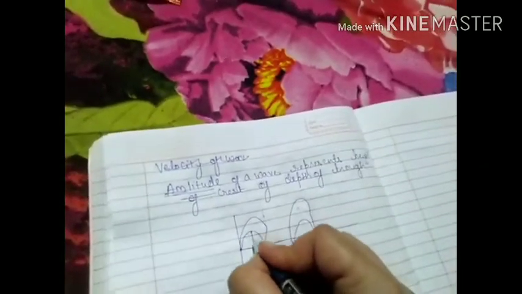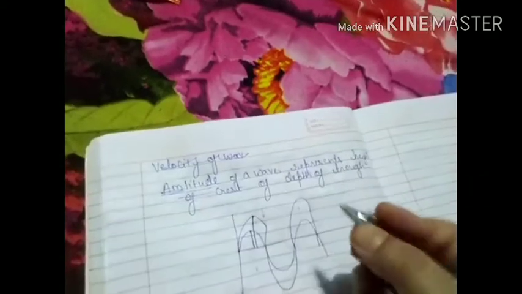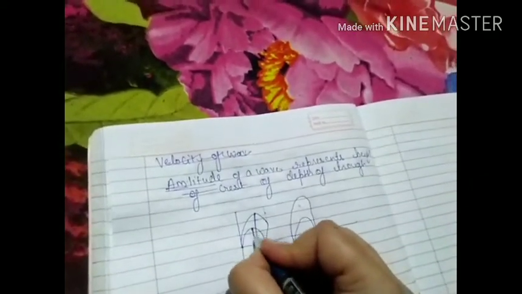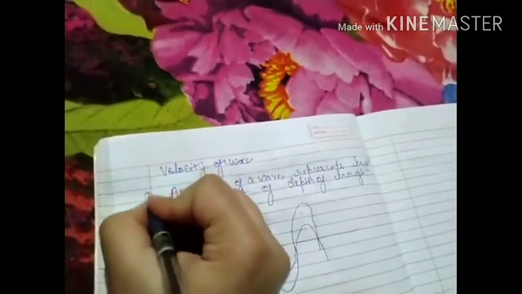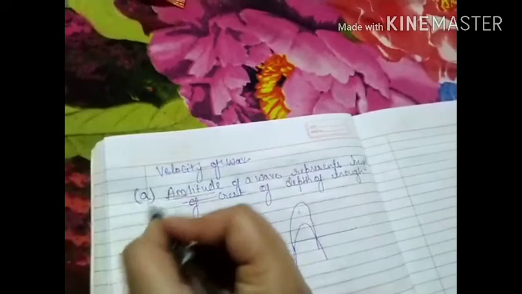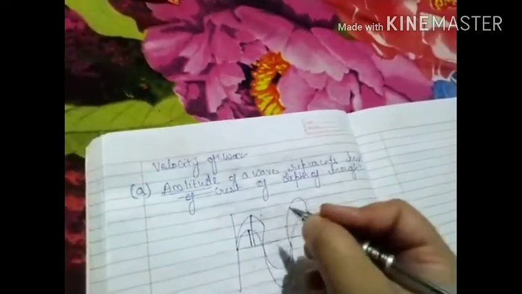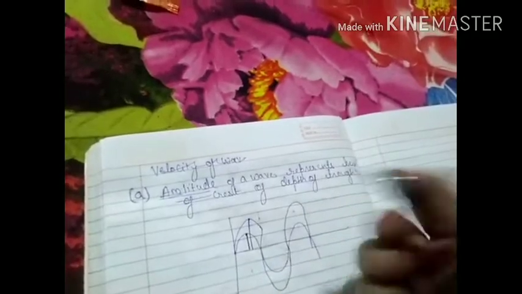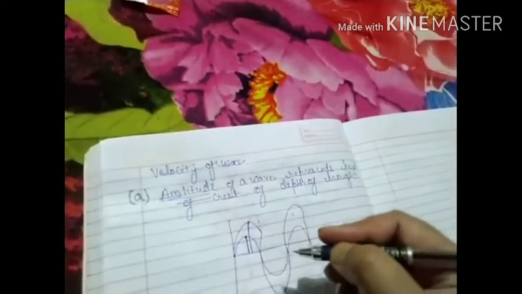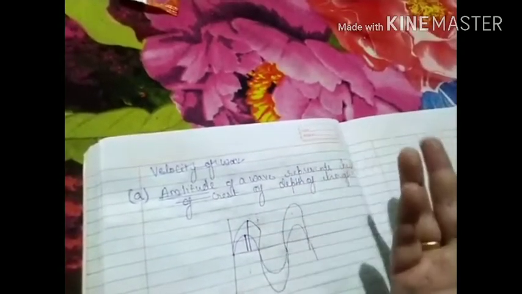So one is having this amplitude and another is having this amplitude. Clear? So what is amplitude? Amplitude represents height, and we will represent it with A. Clear? So the symbol for representing amplitude is A. Amplitude represents height of crest or depth of trough. Clear? And your amplitude is directly proportional to the square root of intensity.